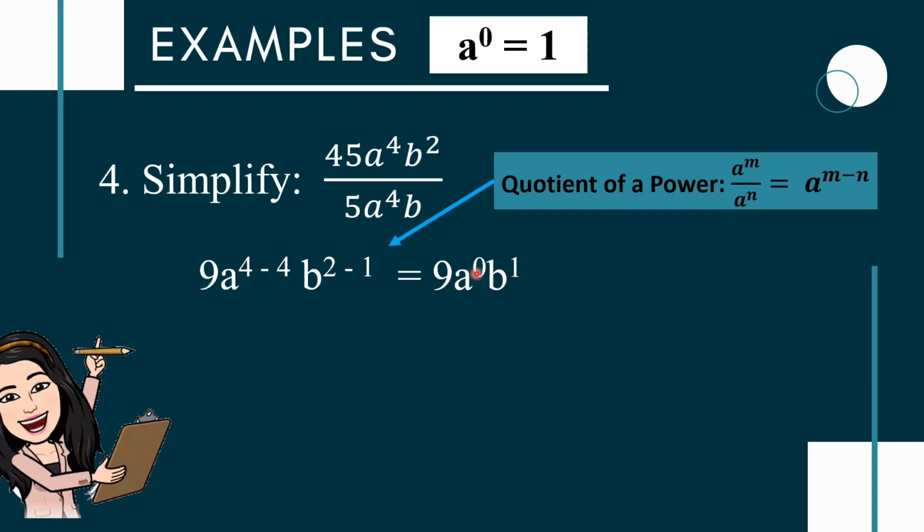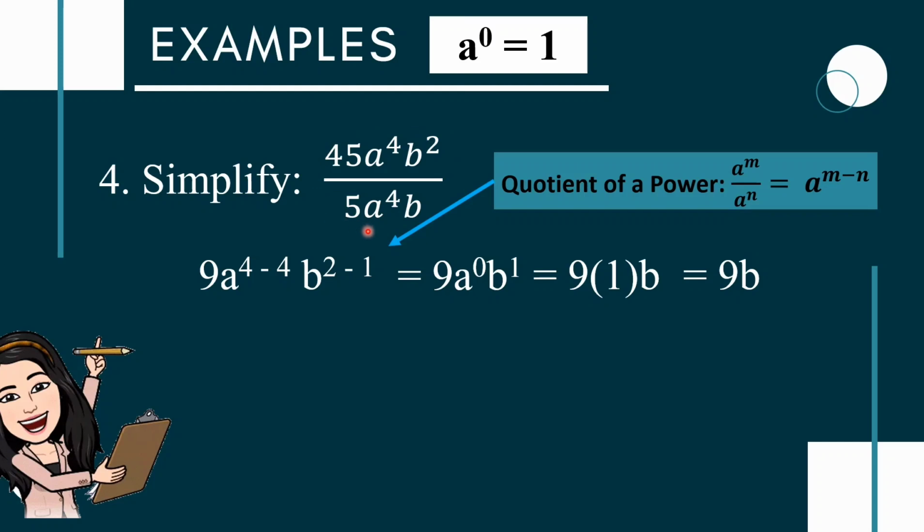Nakuha? So, that is equal to, may masisimplify pa tayo dyan. That is a raised to 0. Alam naman natin that a raised to 0 is equal to 1. So, therefore, that is equal to 9 times 1 times ang b raised to 1 ay equal sa b. No need to indicate or write 1 kasi yung 1 ay understood na kahit hindi natin isulat. So, therefore, 9 times 1 is equal to 9 and then copy b. So, our given expression is equal to 9b. Okay?